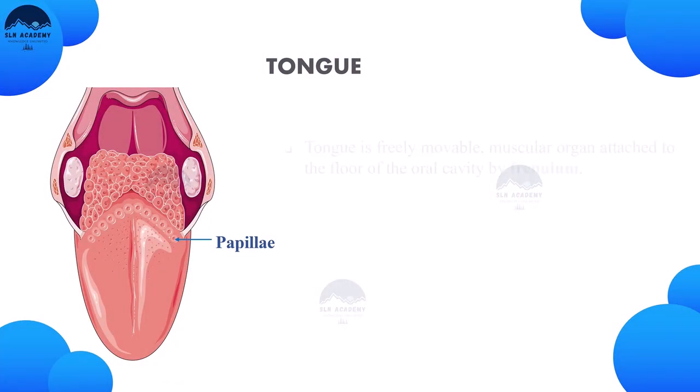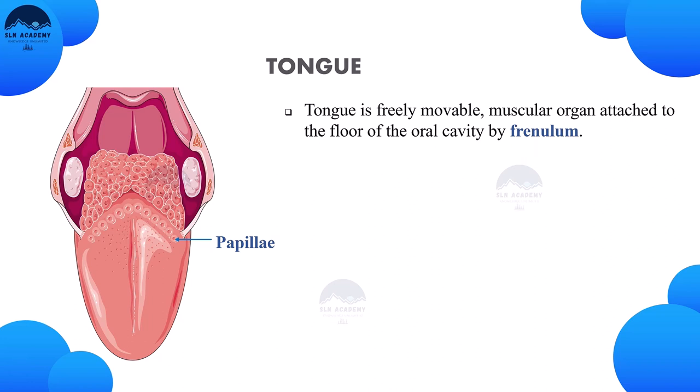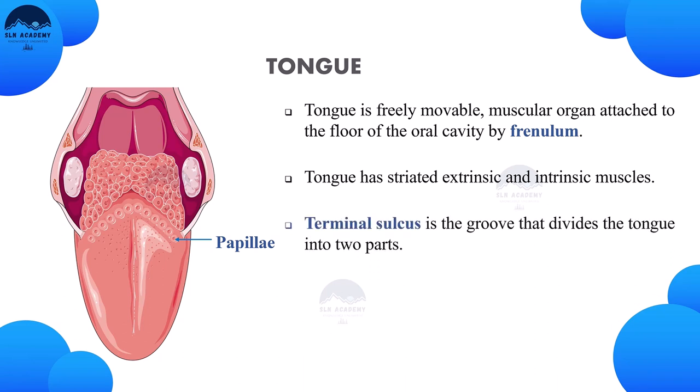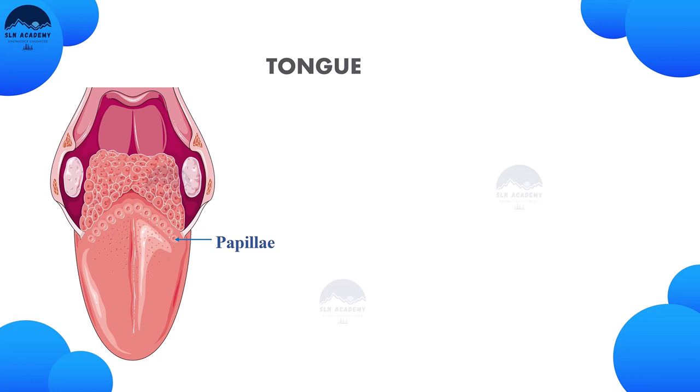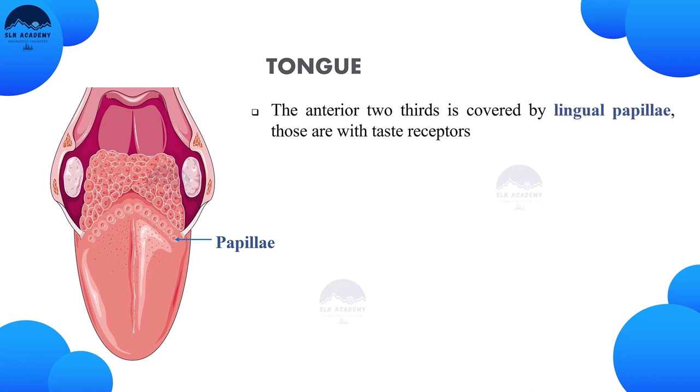Tongue. Tongue is a freely movable muscular organ attached to the floor of the oral cavity by frenulum. Tongue has striated extrinsic and intrinsic muscles. Terminal sulcus is the groove that divides the tongue into two parts. The anterior two-thirds is covered by lingual papillae. Those are with taste receptors.